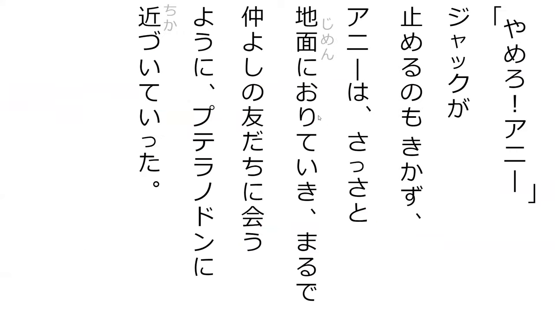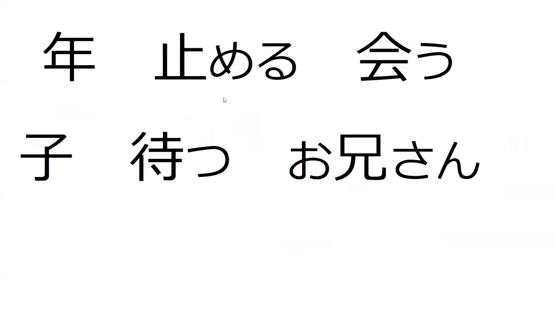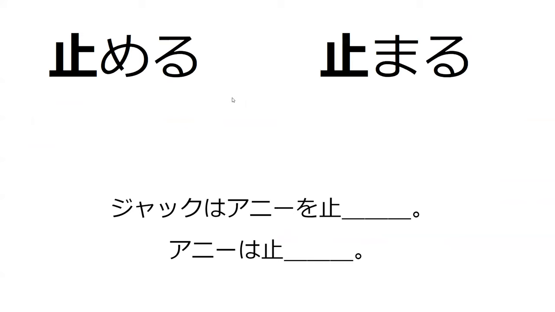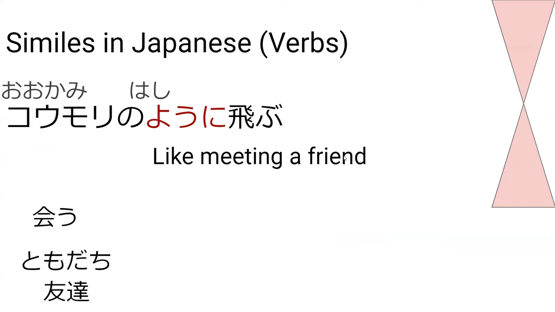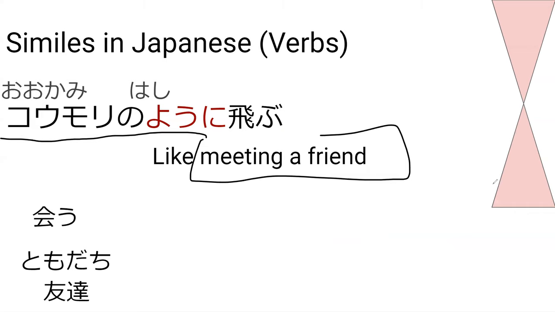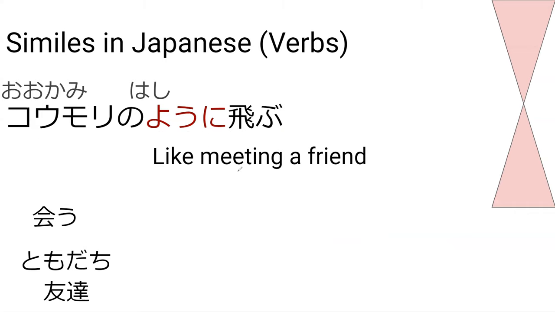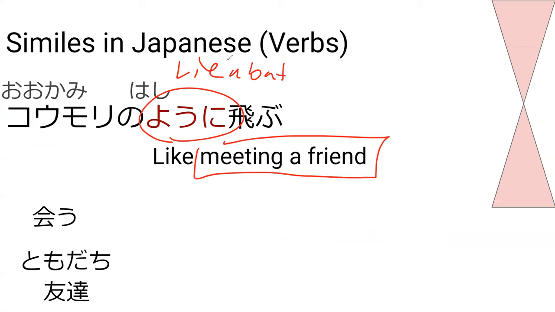I'm just going to go over here real fast. I'll see what we got. Okay. So, it is what I was saying earlier. I should have had an example sentence here that used a verb for that. 友達に会うように. So yeah, yo ni just means like. So this is like a bat right here, or like meeting a friend.